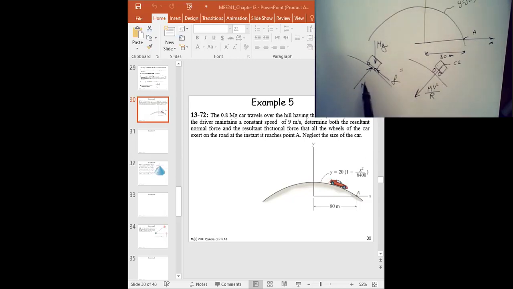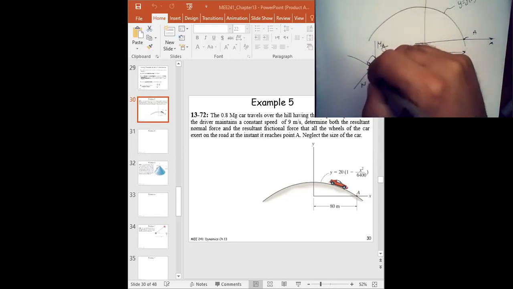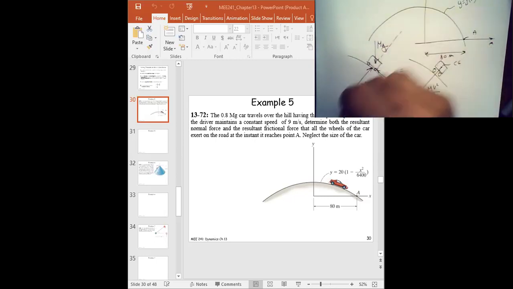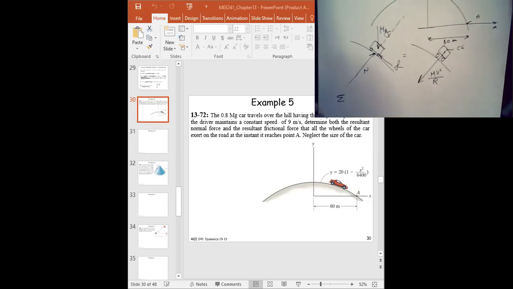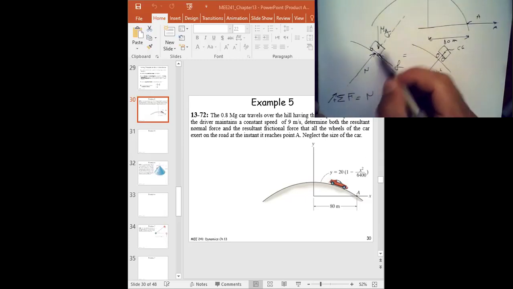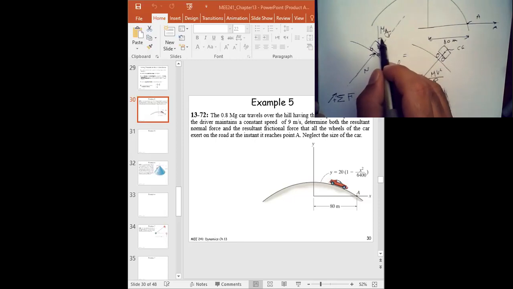Basically, you remember we have to sum the forces, right? We just sum the forces along n. So if we sum the forces along n, what do I get? N equals MV square over R. Wait a moment, but the mg has a component along n, right? So we need to know this angle. How can I get this angle? Anyone knows?